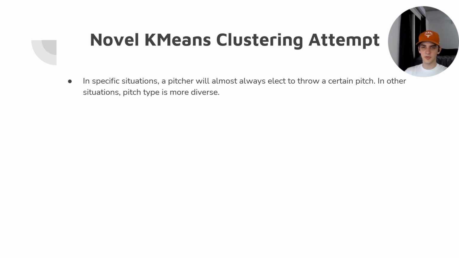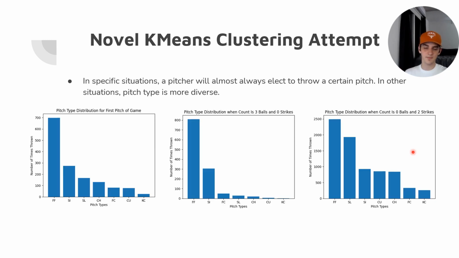So the first model we tried was based on the k-means clustering algorithm, and it uses the assumption that there are certain situations in which a pitcher will almost always throw a certain pitch. The first 2 here are the first pitch of the game, and when the count is 3-0, the pitcher almost always throws a fastball. And then this last graph is kind of an exception. This is when the count is 0-2. The pitcher kind of has more freedom to throw what they'd like.